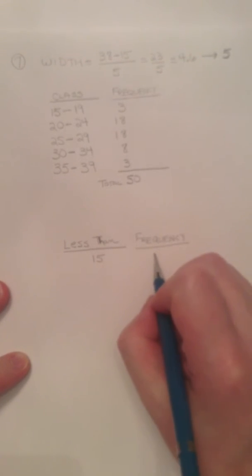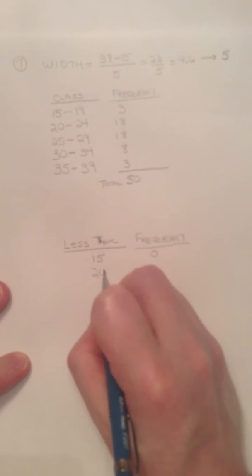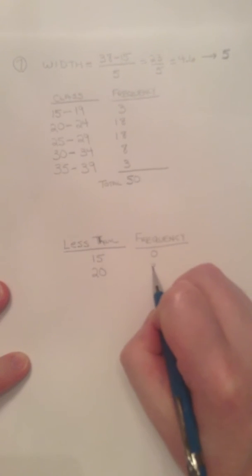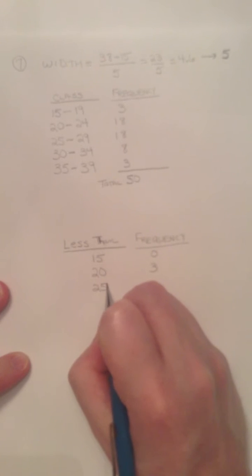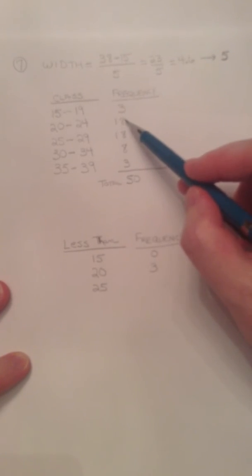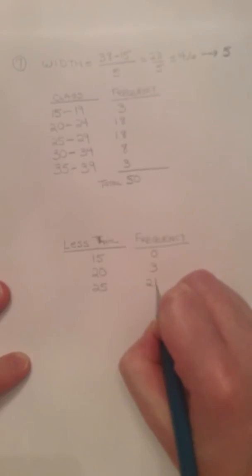There is nothing that is less than 15. And for the next lower class limit, we have less than 20. Everything from 15 to 19, we have 3 less than 20. And then for the less than 25 group, you have 3 between 15 and 19, and then 18 between 20 and 24. So 3 plus 18 is 21.